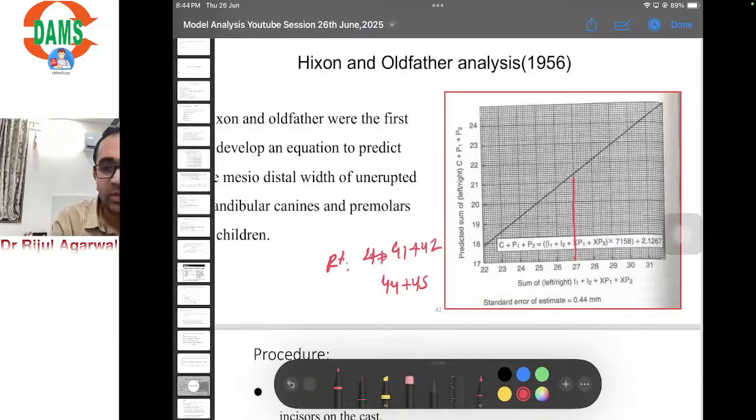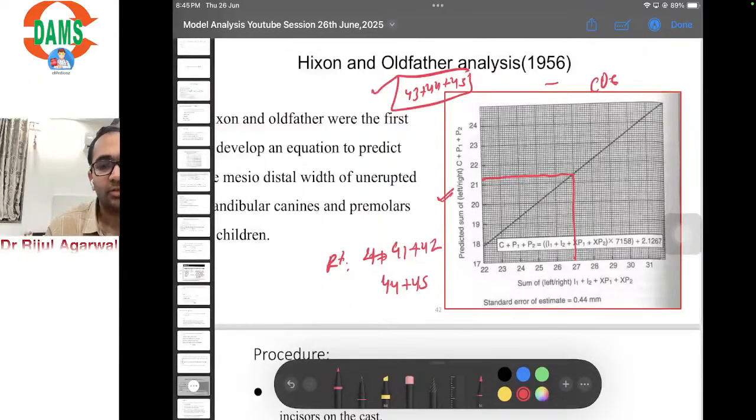So using this prediction graph, just from 27, this line is there, this is all on the prediction graph, you don't need to try it. Just from 27 that is extended from the x-axis, the point at which it intercepts, extended till the y-axis, will give you the predicted width of the sum of the canine, that is 4:3 plus 4:4 plus 4:5. So you get the predicted value; measured value, take it from the cast, that is from CDE, difference will give you the discrepancy.